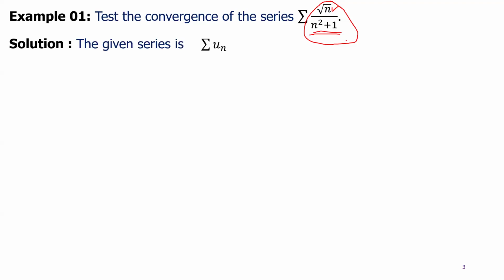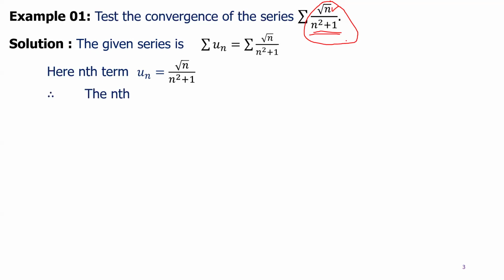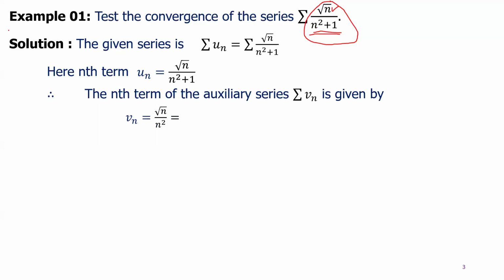The given series is sum of un equal to sum of root n upon n square plus 1. Here the nth term un is equal to root n upon n square plus 1. Therefore, the nth term of the auxiliary series, sum of vn, is obtained from this series. Vn is equal to root of n upon n square. So how are we able to get it?